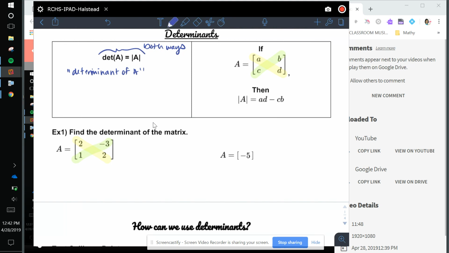So the determinant of A is equal to 2 times 2 is 4, minus 1 times -3 is -3. So the determinant of A is 7. If I have a matrix like this, then the determinant is just the value. So -5.